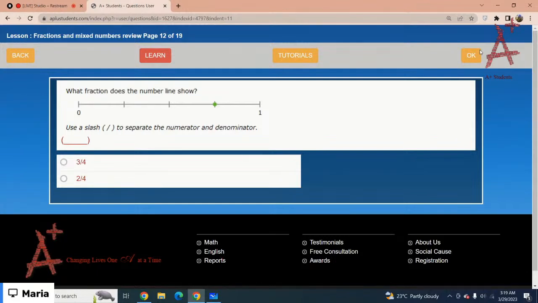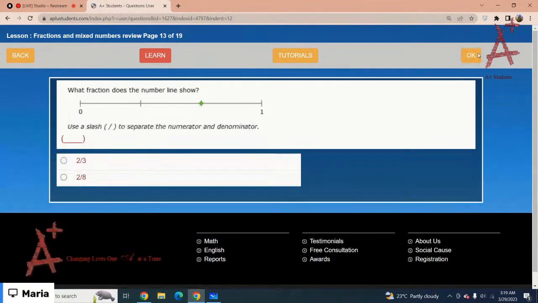What fraction does the number line show? Which is the correct option? It would be 3 out of 4. Got it? The correct option is 3 out of 4. What fraction does the number line show? It would be 2 out of 3.